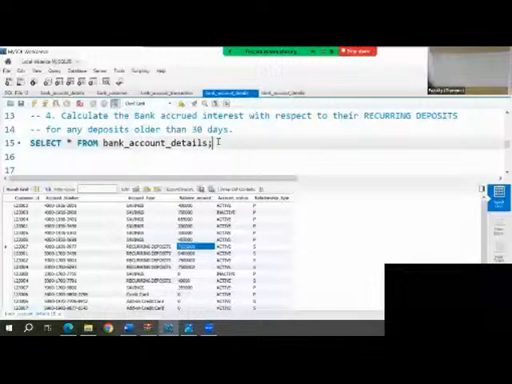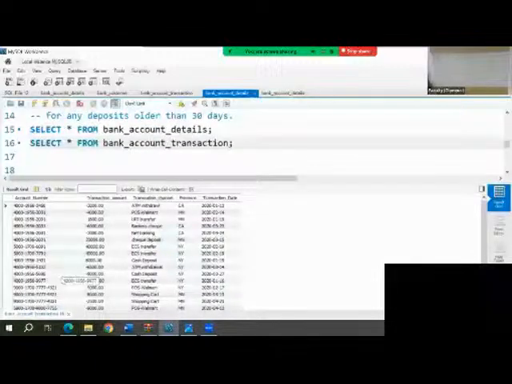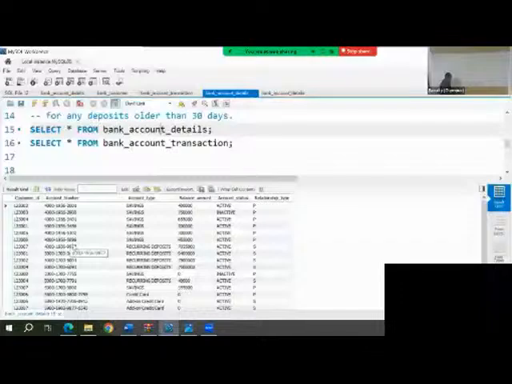Bank account transaction. Okay, this is the transaction date, and this is the bank account detail. Let's take this one, 9977. That is the account balance, 9977. Okay, fine. So the thing is, you know what a recurring deposit is, right? What is a recurring deposit?